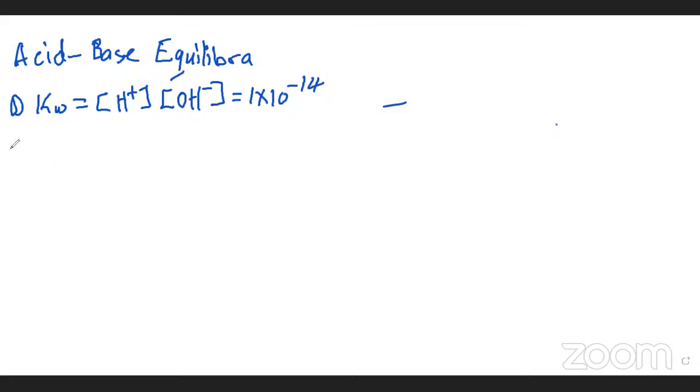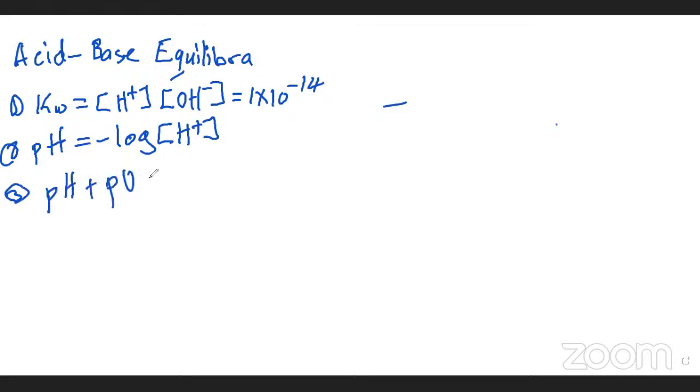Just check your mics for me, ensure they're muted. All right, so let's get this one out of the way. Everybody knows pH is equal to negative log the concentration of hydrogen ions. Next one you should know, pH plus pOH is equal to 14. All right, again, I'm going to show you how to use them and when it applies. Someone's mic is on.